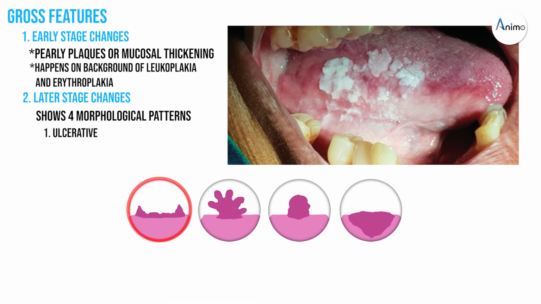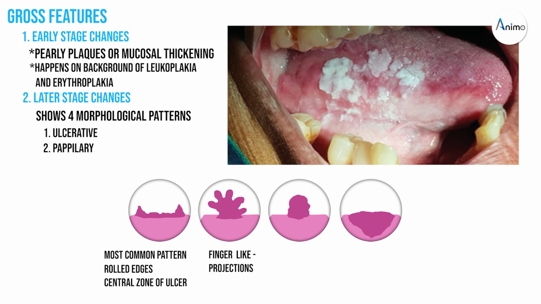Number 1, the ulcerative type. It is the most common pattern seen in squamous cell carcinoma. It looks like rolled and raised edges with a center of indurated ulceration. Number 2, the papillary type. These form papillary finger-like projections. This is a soft, papilloma or wart-like growth, and it looks like this. Here you see these are finger-like projections.